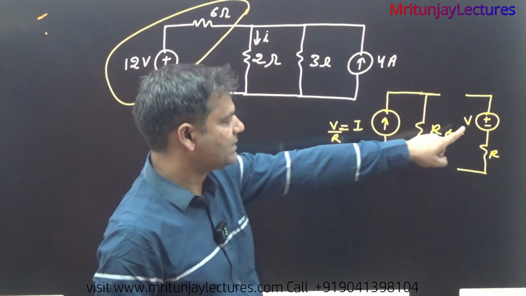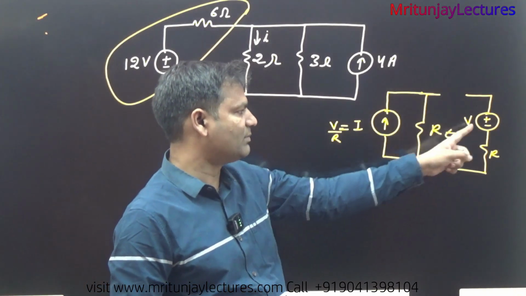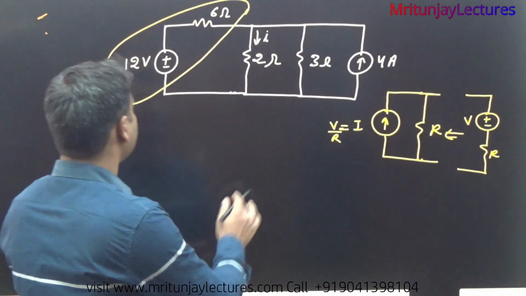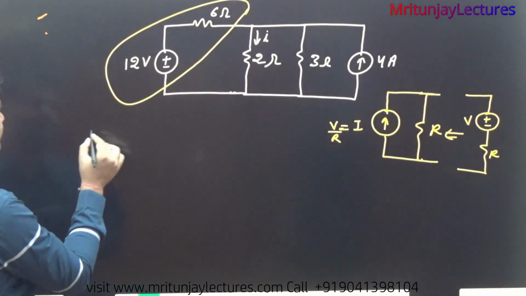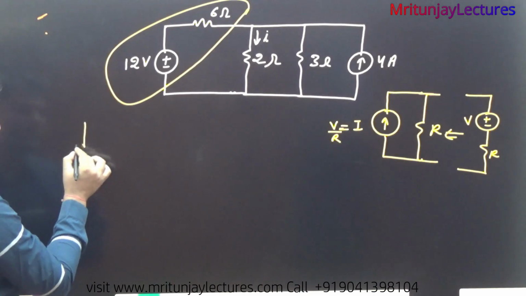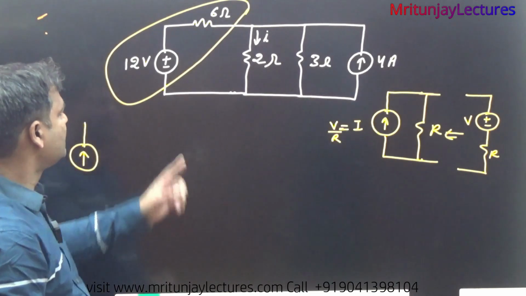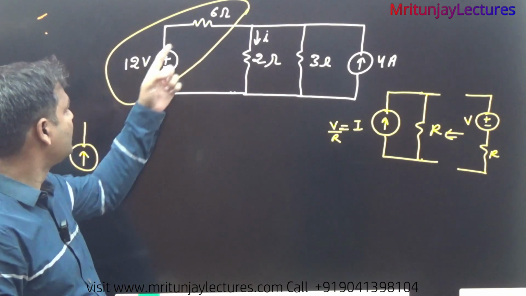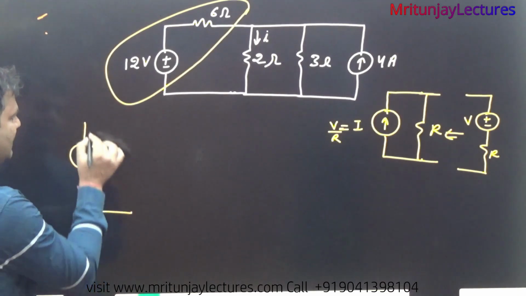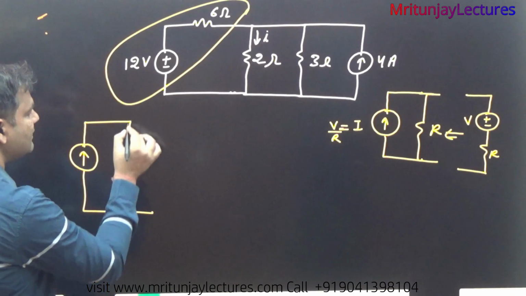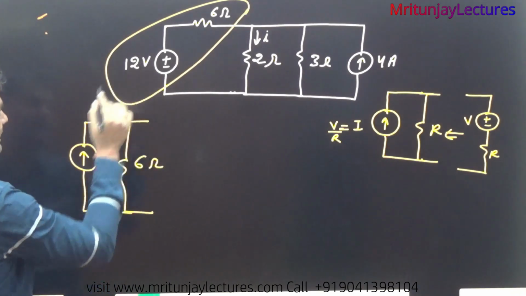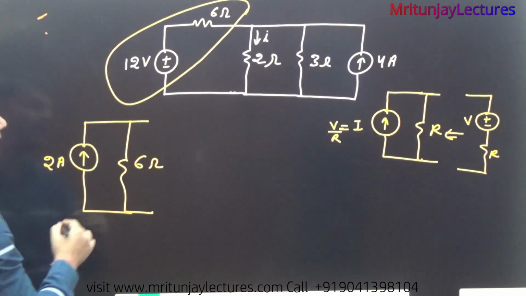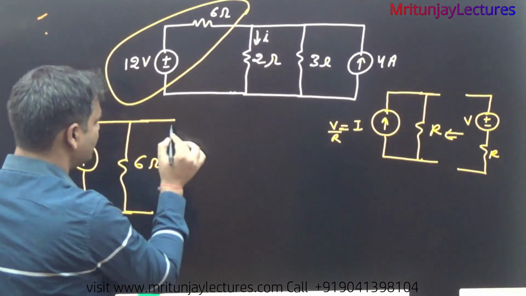The current direction is decided by the voltage polarity: here positive, here negative. So the direction of current is upward. Why? Because of plus here, minus here, that's why. And what is the current? 12 divided by 6. And that resistance is 6 ohm. 12 divided by 6 is 2 ampere.